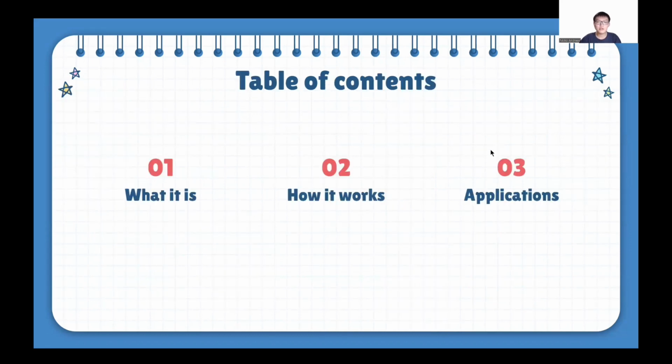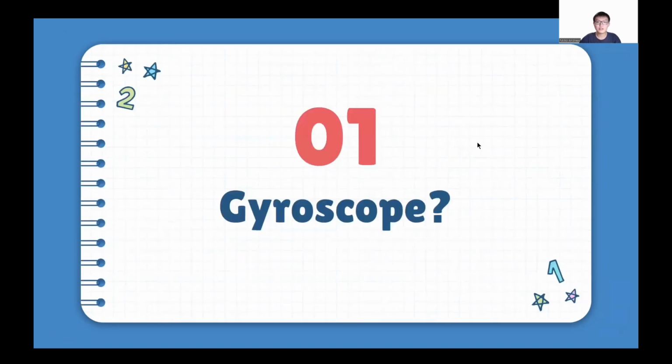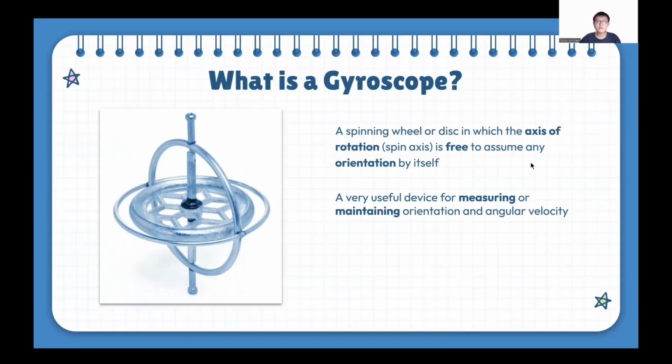In this video, we will be going through what a gyroscope is, how it works, and its applications. First, what is a gyroscope? A gyroscope is essentially a spinning wheel, or it can be a disc too, in which the axis of rotation is free to assume any orientation by itself. It is also a very useful device for measuring or maintaining orientation and angular velocity.